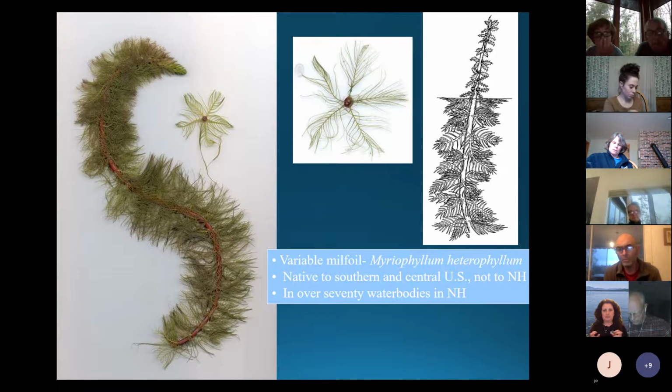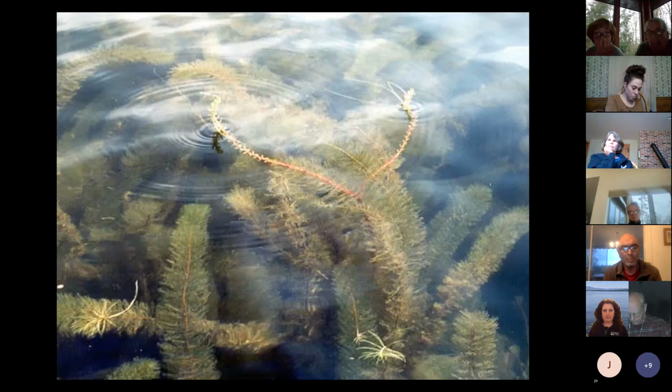So it's very different in every water body that I've seen it in, but most typically it looks like this in the water column. This is a photo from Lee's Pond in Tuftonboro, but those of you that are on Winnipesaukee have probably seen this growing in various locations.